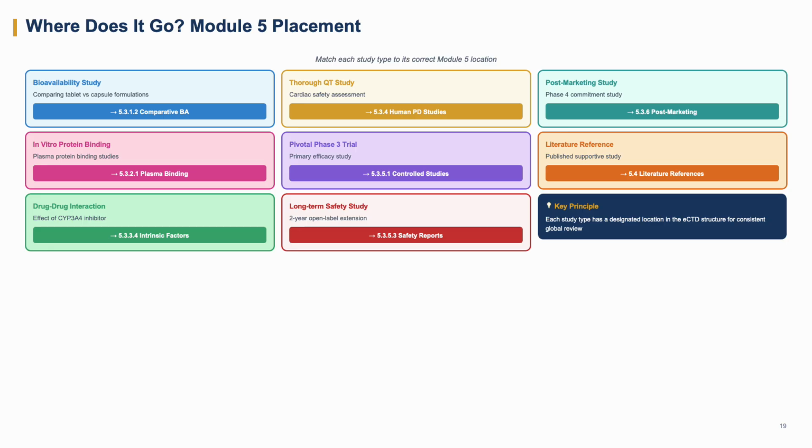Long-term safety extension studies go in 5.3.5.3, reports of analyses of data from more than one study, which is also where your ISS resides. Post-marketing commitment studies go in 5.3.6, reports of post-marketing experience. Published literature that supports your submission goes in 5.4, literature references. The key principle: each study type has a designated location in the eCTD structure, and this organization is consistent across all ICH regions. This is what makes global submissions possible.